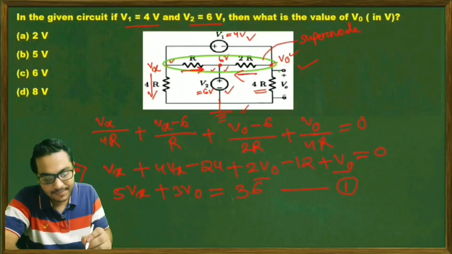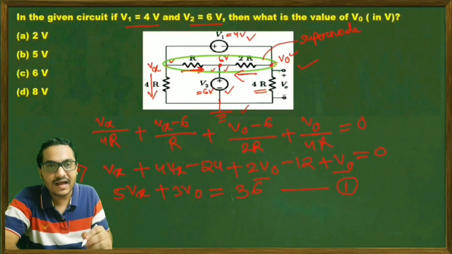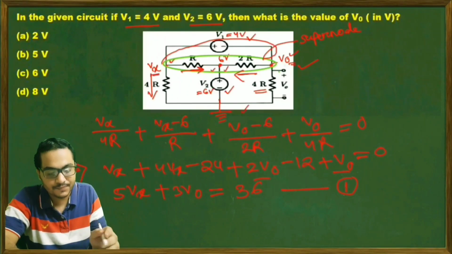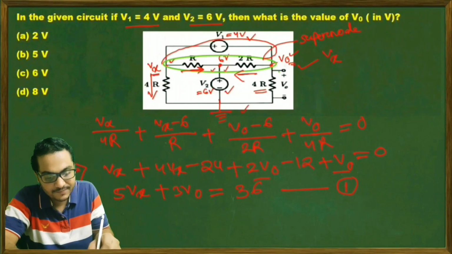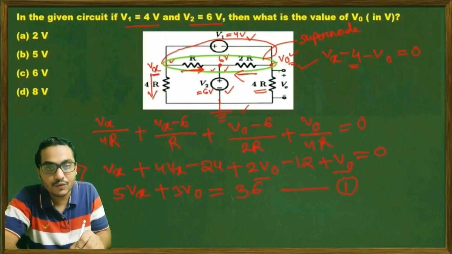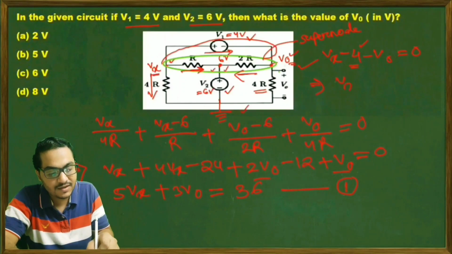Now let's apply KVL to this loop, this closed path. Okay, starting from Vx to V0, we will get Vx minus V1, that is your 4 volt, minus V0 equal to 0. Why is this minus? Because we are going from higher potential to lower potential. That's why this is minus 4. So this is Vx equal to 4 plus V0.